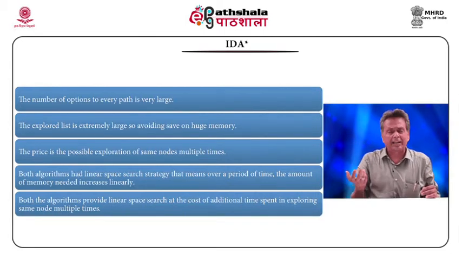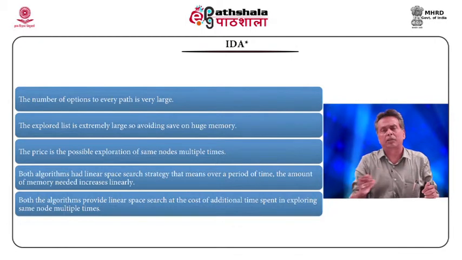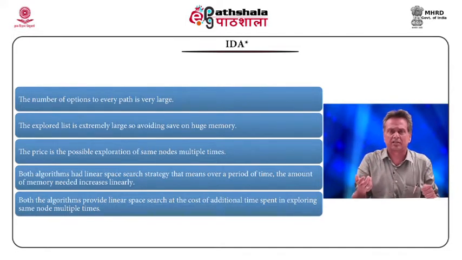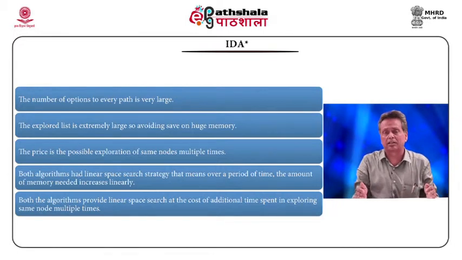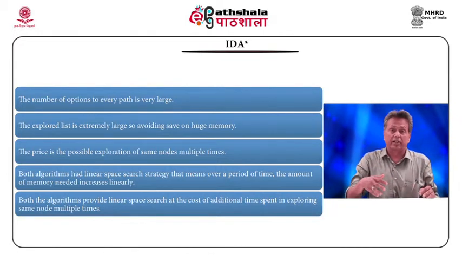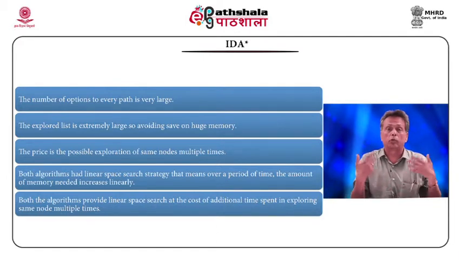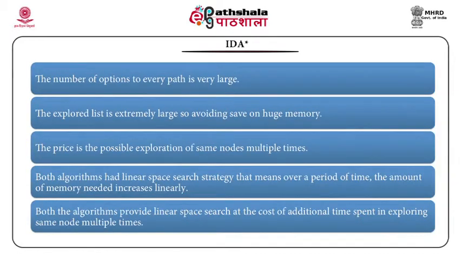As for how IDA star works, both IDA star and RBF have a linear space search strategy. That means the amount of search space at any given point of time increases linearly rather than exponentially, because in the case of a grid it increases exponentially. The number of paths that you need to explore at every point of time is exponential in the normal case. In this case it is linear, and that is the biggest achievement of IDA star. Obviously, it adds to the cost: the same nodes are explored again and again, because you don't remember that a node is already explored, which adds to the time.